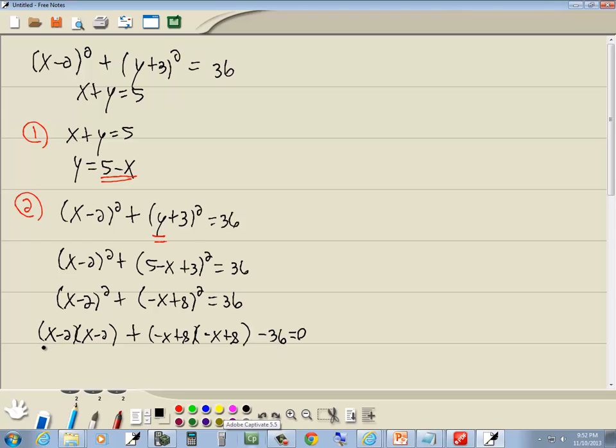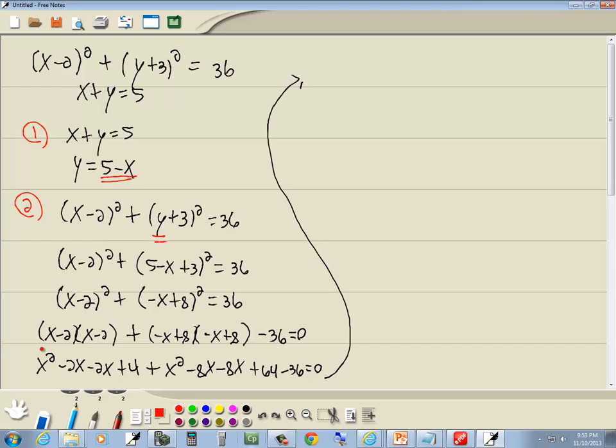Okay, let's multiply these now. x times x is x². x times −2 is −2x. −2 times x is −2x. −2 times −2 is positive 4. Plus −x times −x is x². −x times positive 8 is −8x. 8 times −x is −8x. And 8 times 8 is 64. Minus 36 equals 0.